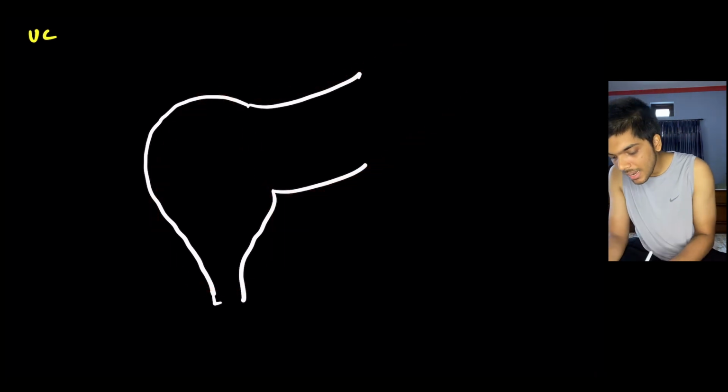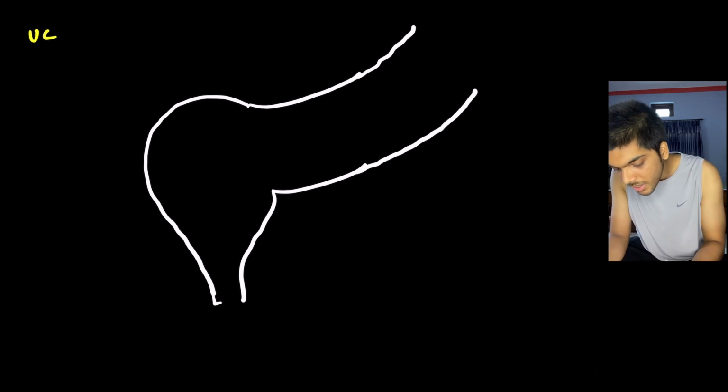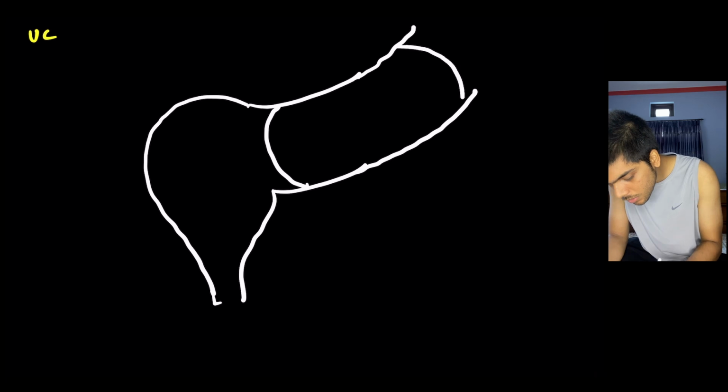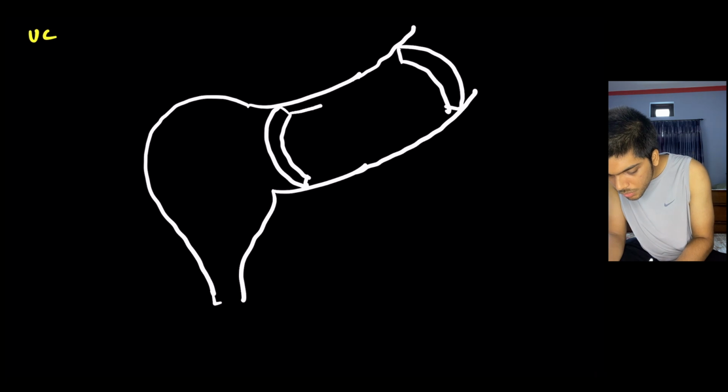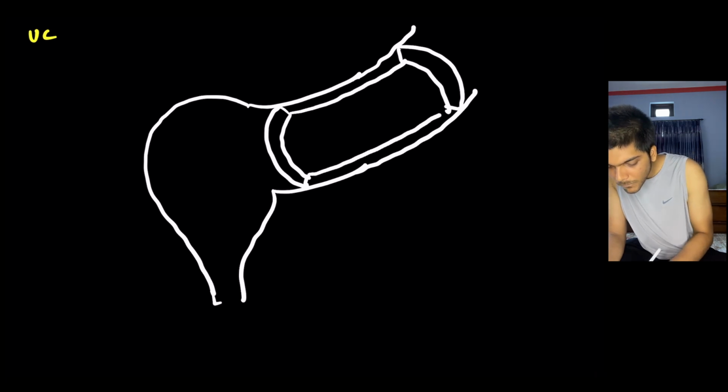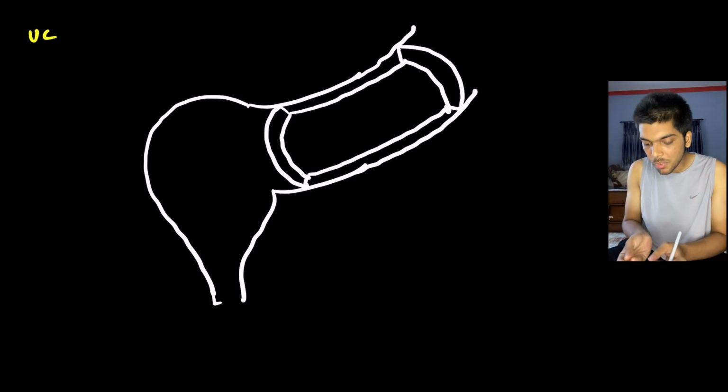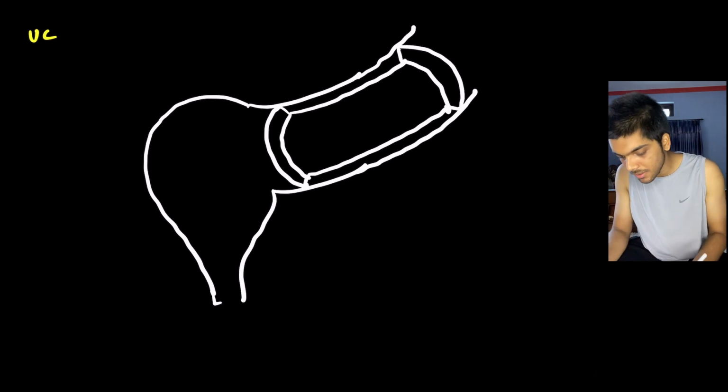So I'm going to take a piece of the wall of the sigmoid colon out to show you what is going on inside. Okay. There you go. Join the two together. Okay. So now we can see what is happening inside the colon itself.